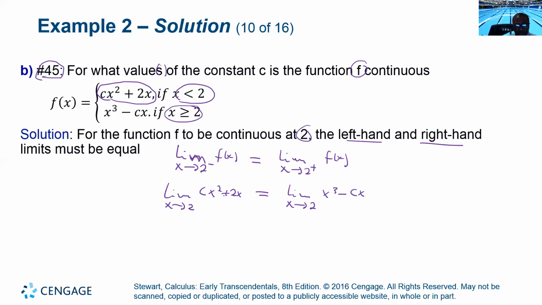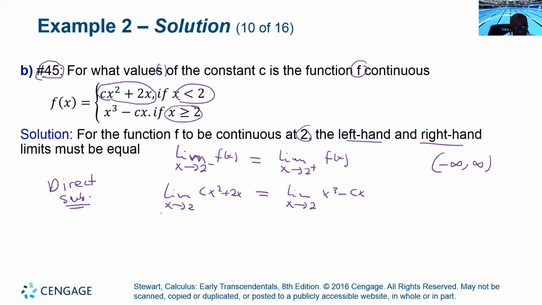Now, both of these are polynomials, and you know for a polynomial, the domain is all real numbers, right? So if we see 2 is a real number, therefore it must be continuous there. So we can use direct substitution again. See the importance of direct substitution.